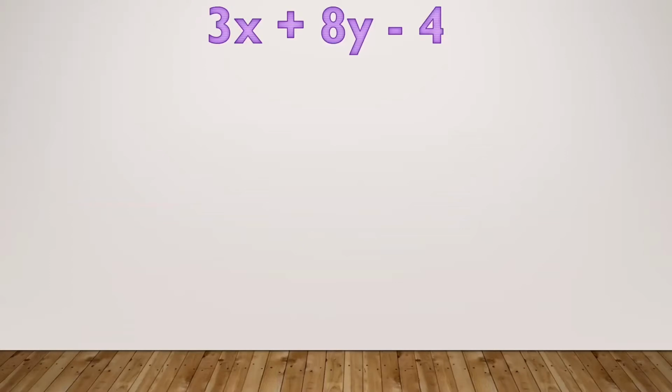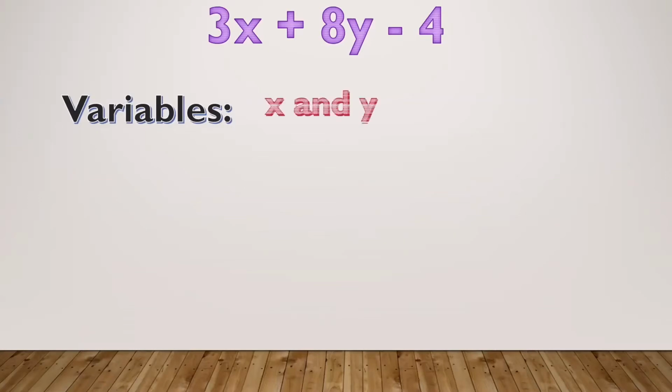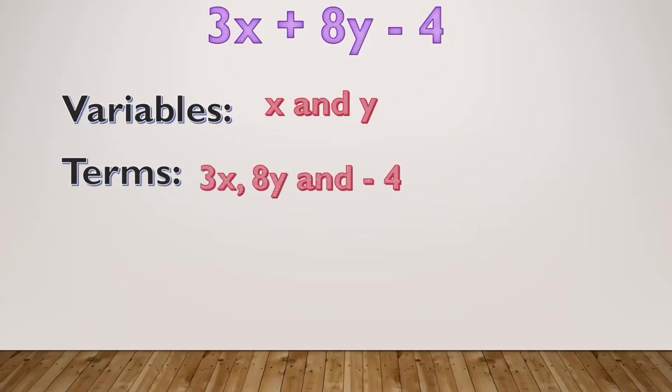We have 3x plus 8y minus 4. Well, what are the variables here? Our variables are x and y. Now our terms, we have to be specific. This has 3 terms: 3x, 8y, and negative 4.